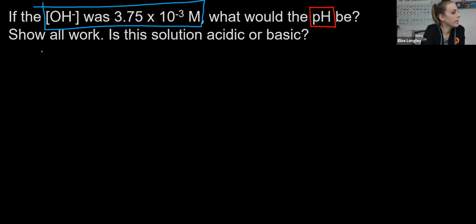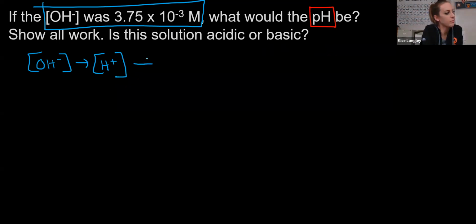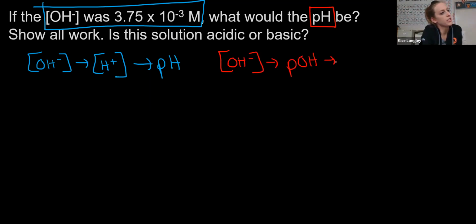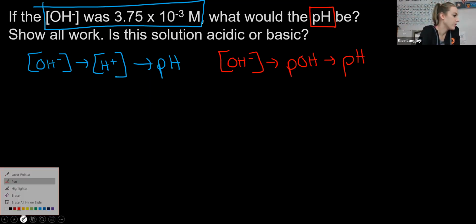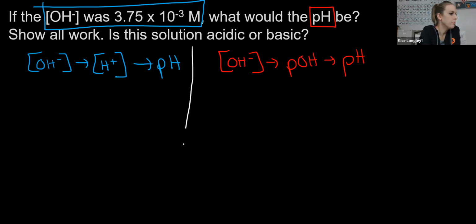We're going to start with hydroxide ion concentration, and we're going to do what she said. We're going to go to hydrogen ion concentration. This is like planning our attack here, to pH. The other option you had was to go from hydroxide ions to POH to pH. Okay, so I'm going to cut those in half.